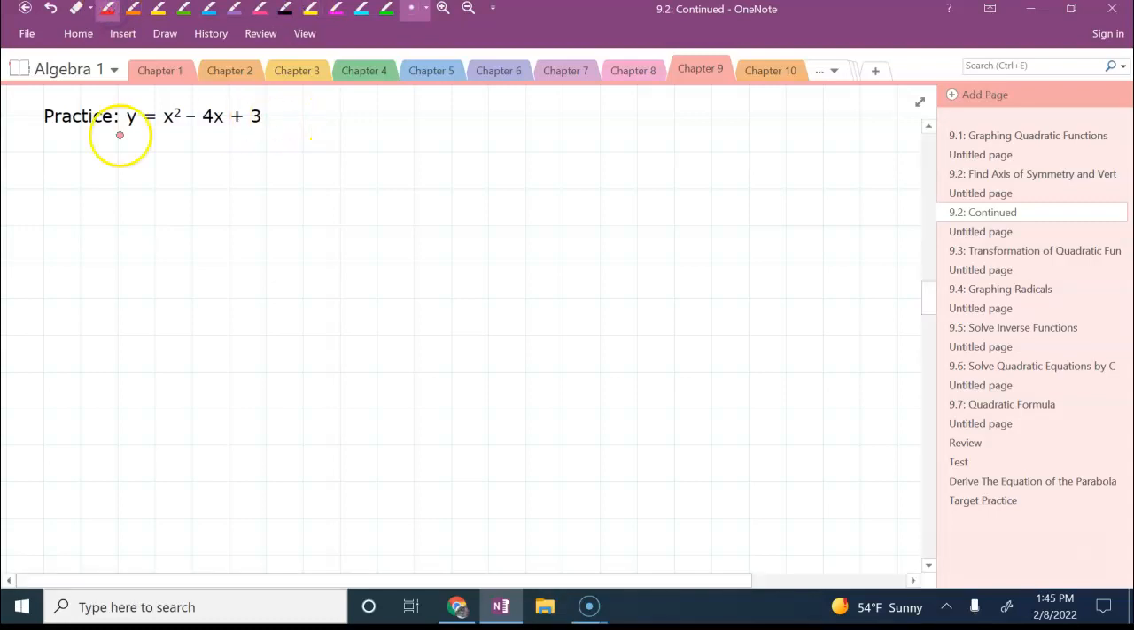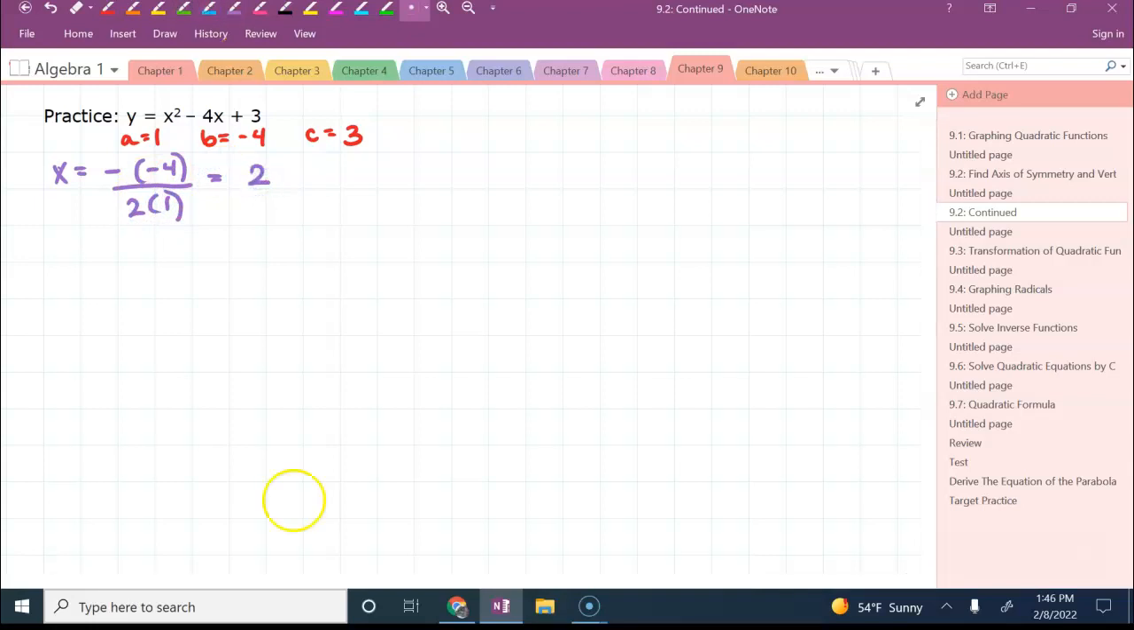Starting out by identifying A, B, C. A is 1, B is negative 4, C is 3. Starting to find our vertex here, we're going to do negative of negative 4 over 2 times 1, which simplifies to 2. So that's the x-coordinate of the vertex. And then again, to find your y-coordinate, you're going to put 2's in for those x's up there. So you're going to do 2 squared minus 4 times 2 plus 3. For this one, you should have gotten negative 1 for the vertex.